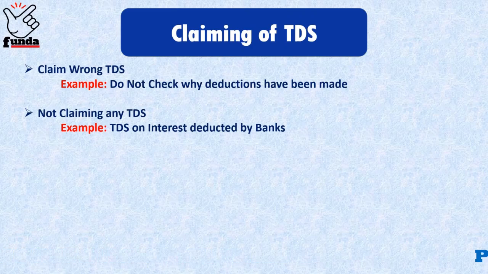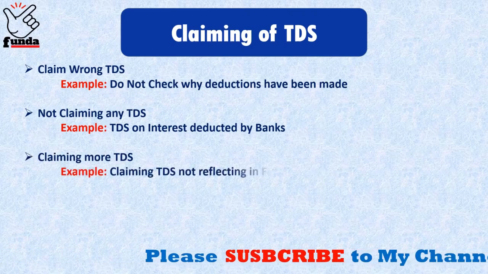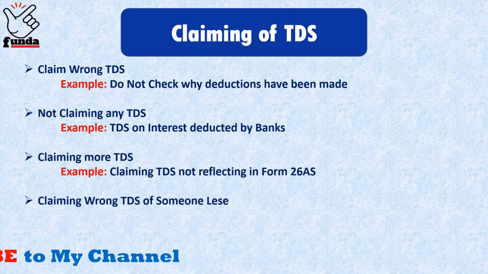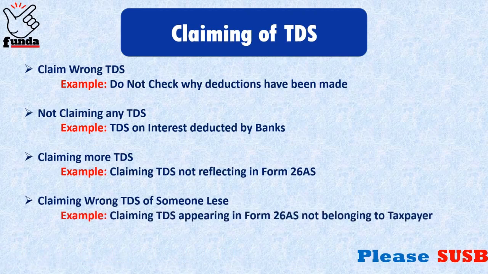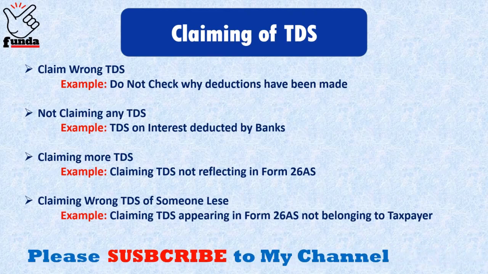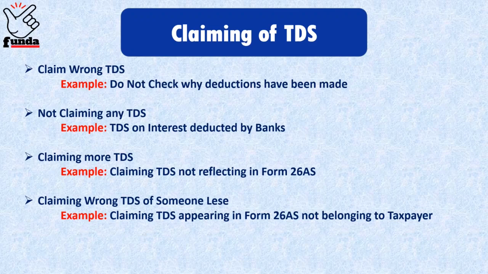The next common mistake is claiming more TDS than what is reflected in 26AS. Another common mistake is claiming TDS of someone else. This happens when a deductor has wrongly filed his TDS return and shown the tax deducted of the taxpayer instead of some other taxpayer. In such a situation, one should refrain from claiming this TDS, as the deductor might any day rectify his mistake in the TDS return, which will result in removal of the TDS appearing in the Form 26AS of the taxpayer. Another most common mistake is not paying advance taxes.